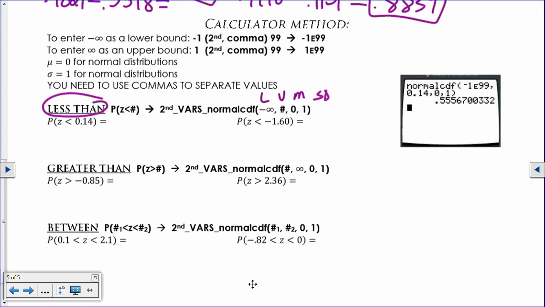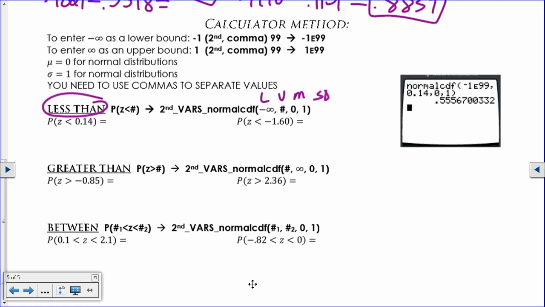The comma is right above the 7. So in your calculator, it should look like this: -1, and then pushing second comma gives you a little E, and then push 99. Some of the higher level calculators will already enter it for you. Then instead of pushing second comma, you just push regular comma. Or you can scroll down if you're doing the upper bound.